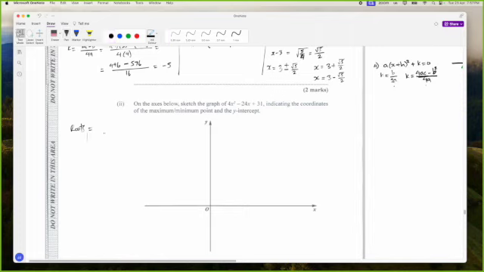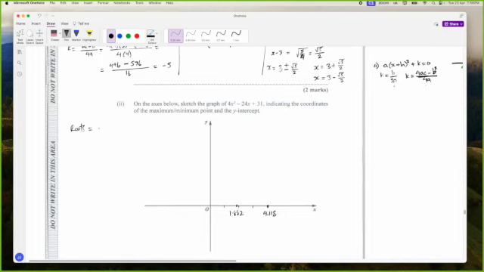3 plus 1.118 is 4.118. So let me go like here, 1, 2, 3, 4. So we'll go about here, 4.118, and then the next one is 3 minus 1.118, which is 1.882. So that's about 2. So let me say about there, 1.882.